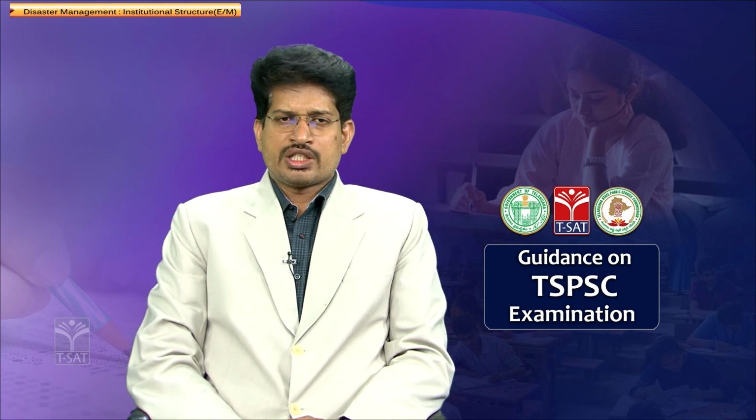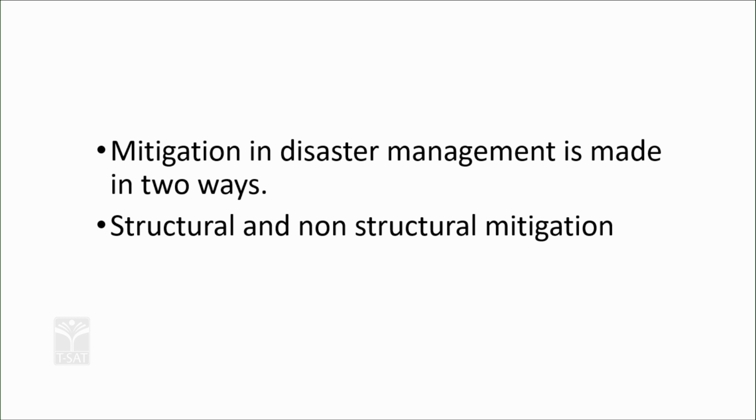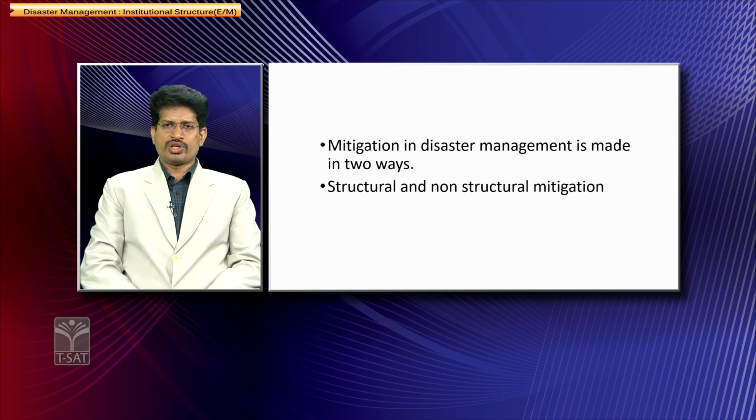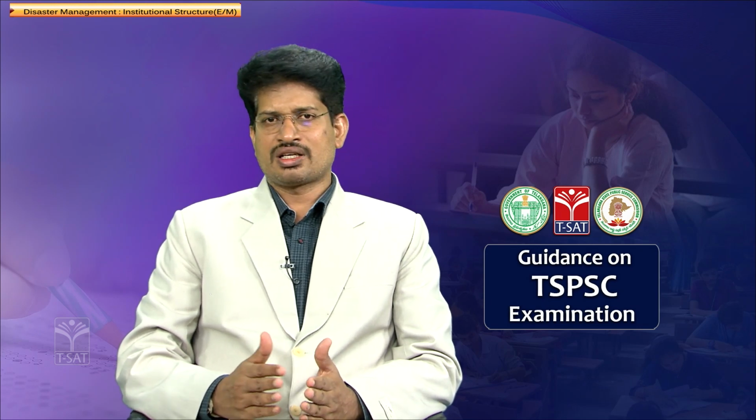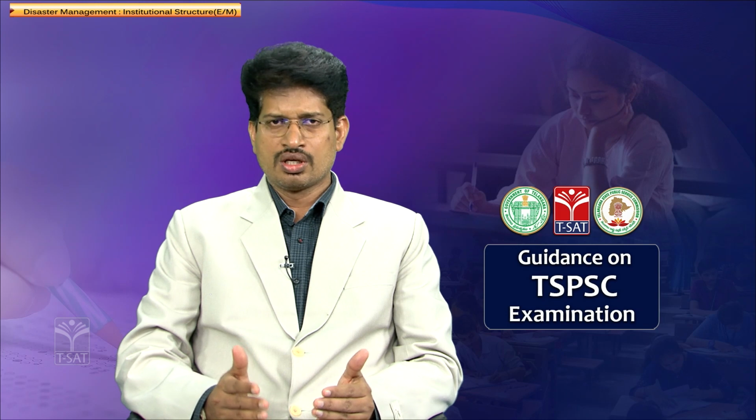Mitigation in disaster management is made in two ways. One is structural and the second is non-structural mitigation. When a classification of mitigative measures is asked, you must be able to differentiate between structural and non-structural mitigation. Mitigation is the steps you take before the occurrence of the disaster and after the occurrence of the disaster to minimize the loss of life and property.